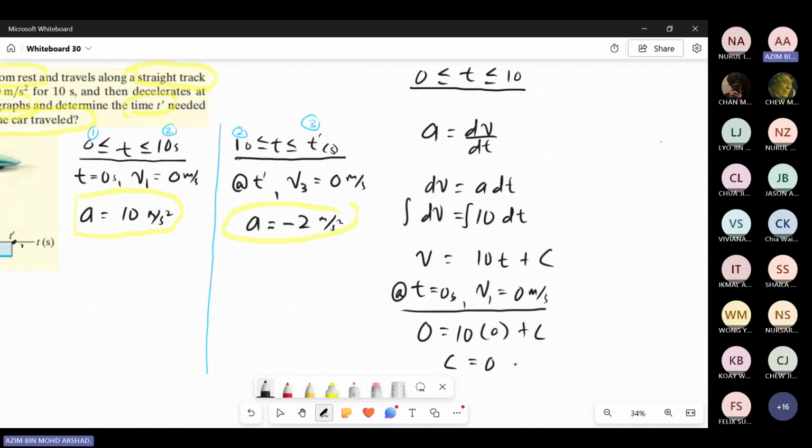Since we have C equals 0, we substitute this value here. We will get v equals 10t plus C, sorry, because C is 0, so v equals 10t. And this applies only for 0 to 10 seconds. So we have v equals 10t. Okay, are you still with me? Thumbs up if you don't have any question. Okay, thank you. And next, let's erase this.